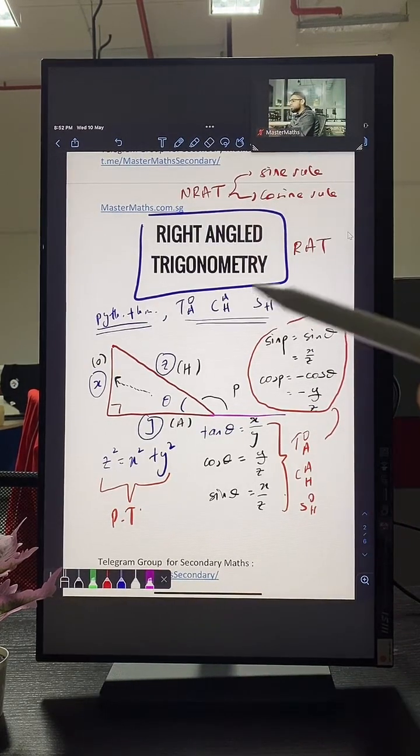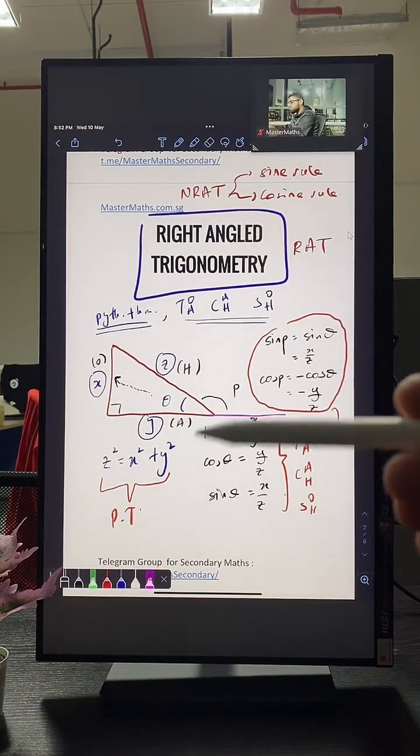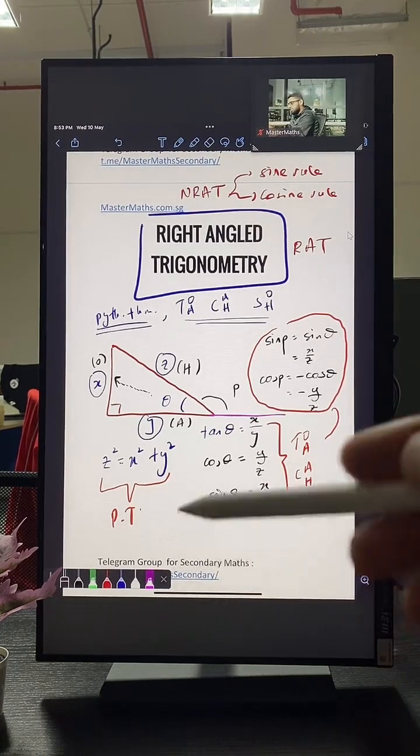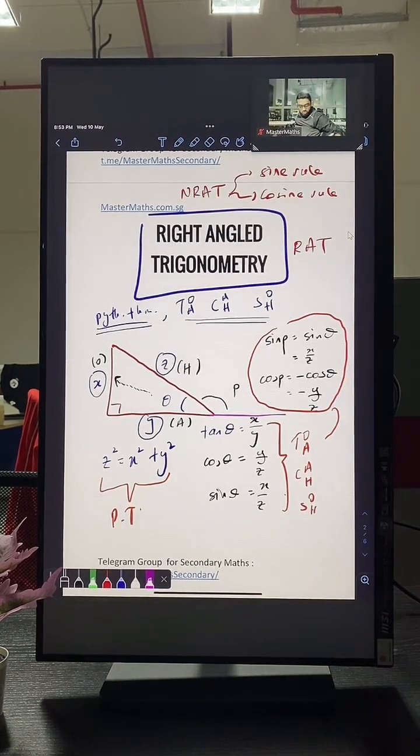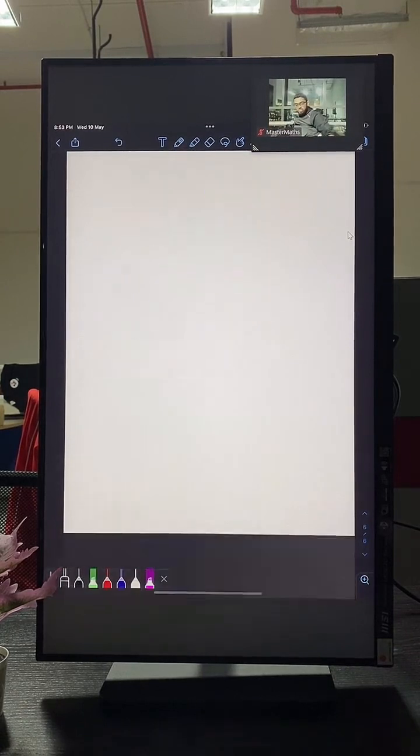Today we do right angle trigonometry. Last week we did prime numbers and problem solving. Okay guys, let me explain to you all, those of you who are newbies to this.